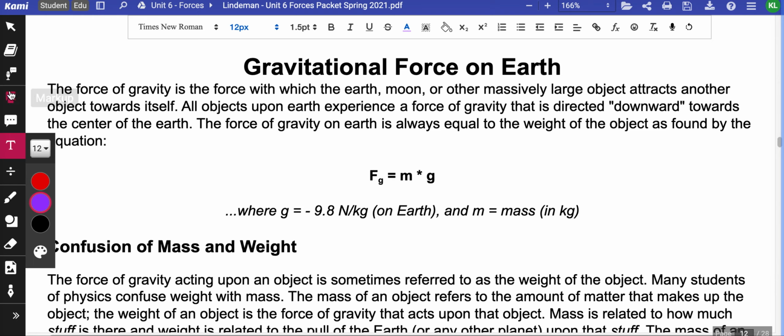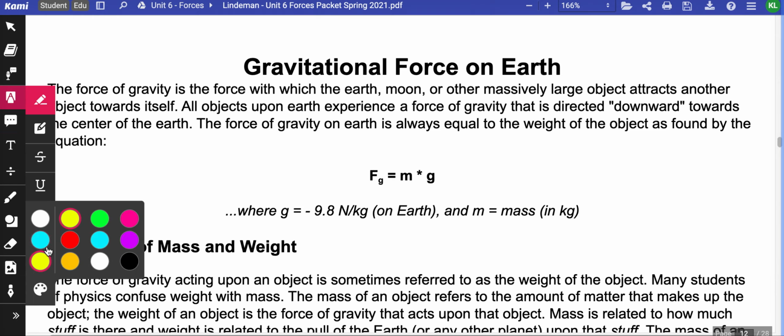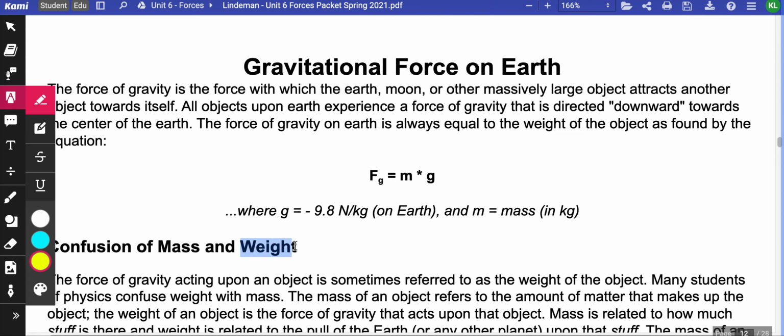Highlighting. And I'm going to use two different colors. So for weight, I'm going to use yellow. And for mass, I'm going to use blue. And I'm going to try to break down what's being said according to if it's talking about mass or if it's talking about weight. Okay?